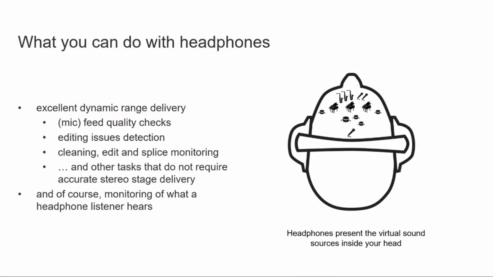Despite these challenges, headphones are very popular monitoring instruments because they have certain very important capabilities. First of all, headphones can deliver excellent dynamic range. This is useful in several tasks. For example, when you are checking your microphone line feeds for quality, or when you're checking editing issues, or when you're cleaning or splicing audio, and any other task where you can benefit from excellent dynamic range.